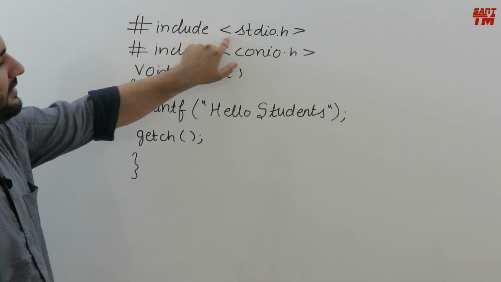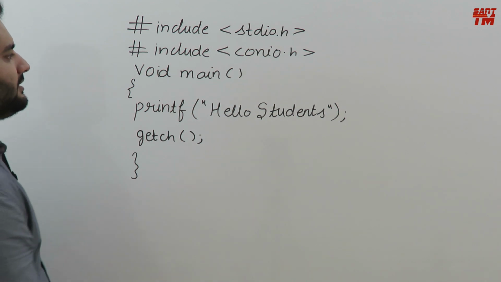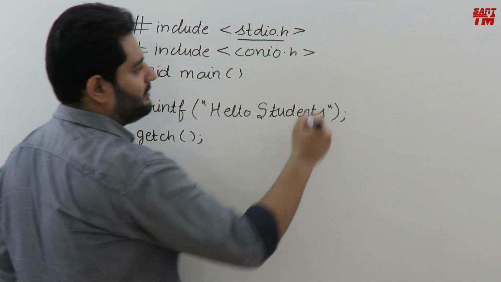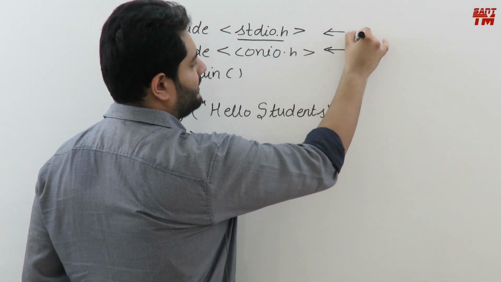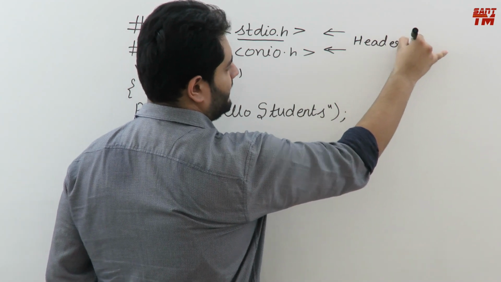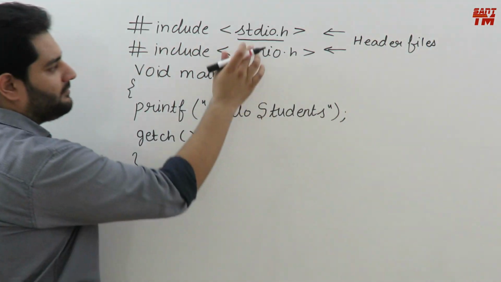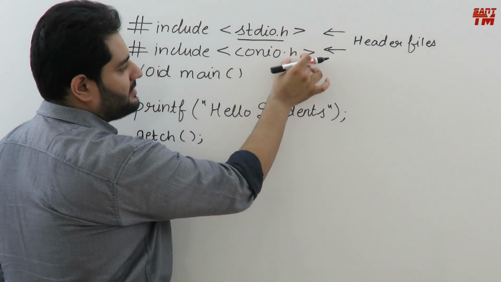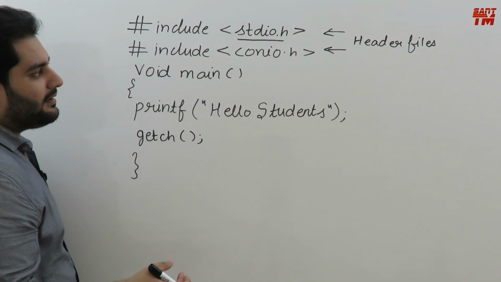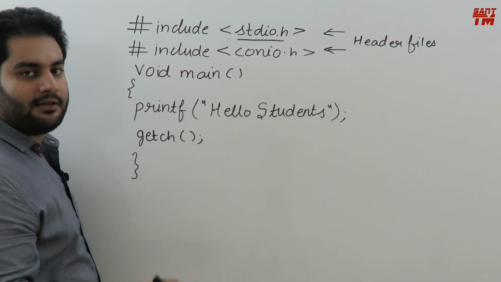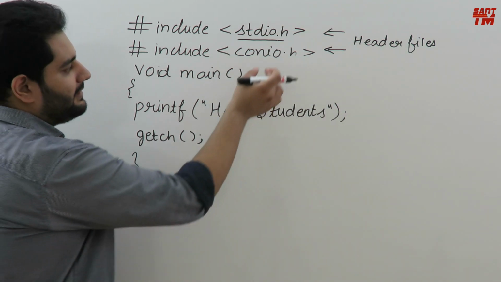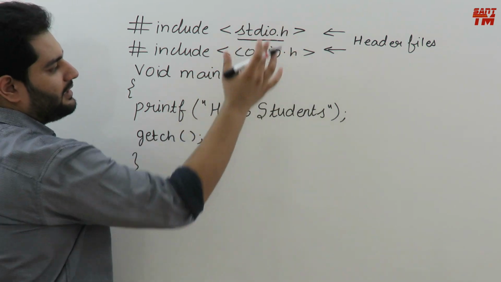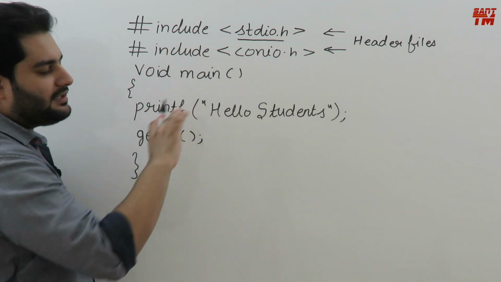Hash include, within the angle brackets I have written stdio.h. This part that is written within the angle brackets is called a header file. This is one header file, this is another header file. There are two header files in this program. What are the names? One file is stdio.h, the other file is conio.h. From this .h we can see that it is a header file. Just like .txt is the format for a text file and .docx is the format for a Word file, similarly .h is the format for our header file. So stdio.h and conio.h are the header files that we have used in this program.